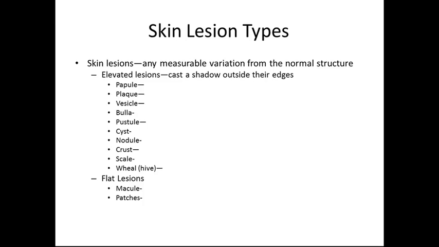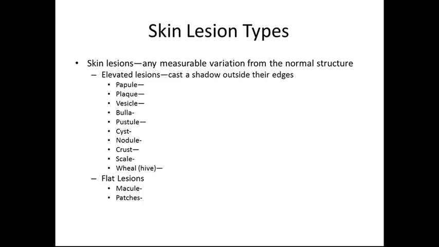Bullae are serous-filled lesions which are greater than 1 millimeter wide. Pustules are pus-filled lesions. Cysts are semi-solid protrusions with a hollow cavity. Nodules are solid masses greater than 1 centimeter. Crusts are often considered scabs. Scales are white or silvery flakes, oftentimes seen in patients with psoriasis. Wheals or hives are raised, firm lesions with a light center.